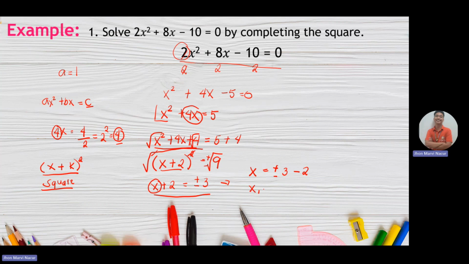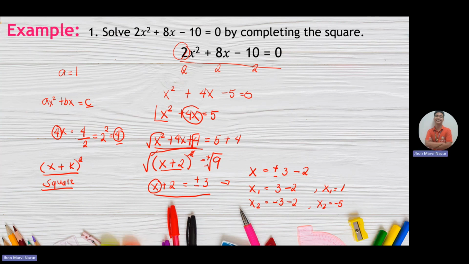So x sub 1 is equal to positive 3 first. That is 3 minus 2, or simply x sub 1 is equal to 1. That's 3 minus 2 is equal to 1. And then for our x sub 2, we will get negative 3 minus 2, so x sub 2 is now equal to negative 5.